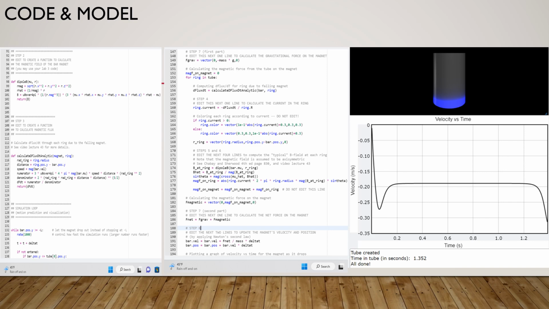In the model, we can see that at first there's a little loop, but then it becomes constant. This constant velocity, which I will also answer later, is representative of the zero net force on the magnet during the fall. And as you can see, the simulated time was 1.352 seconds.